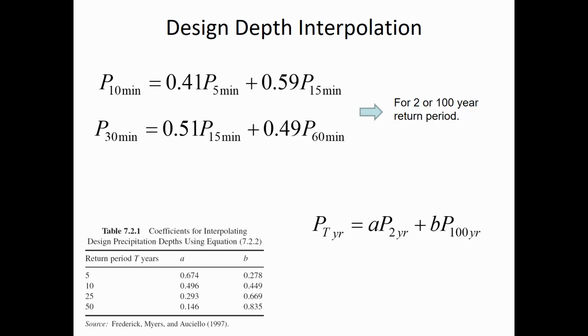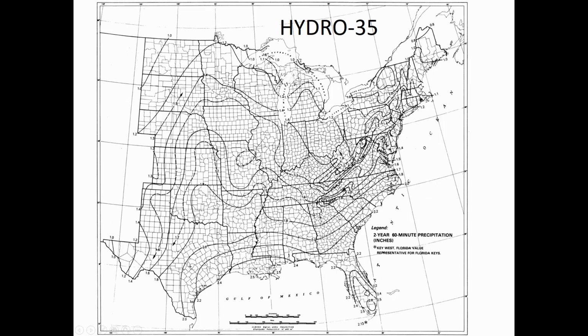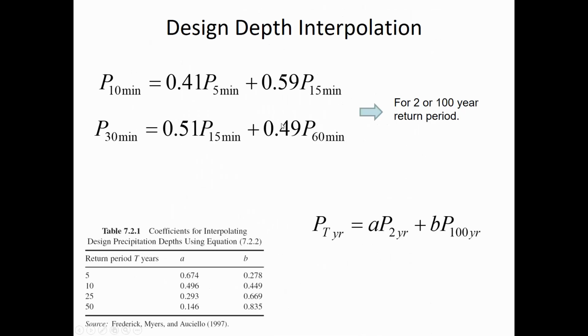And then there's another way of interpolating for return periods. These were duration interpolations, but you also interpolate by knowing the 2-year storm and the 100-year storm, which you look up off of the map. If they're asking you about Chicago, you'd have to know where Chicago is. It's right there. There's Chicago. So you'd look it up. You'd say, I know what the 2-year is. I know what the 100-year is. And then I'm going to use this formula and the coefficients for A and B to interpolate and tell me the 5, 10, 25, 50.